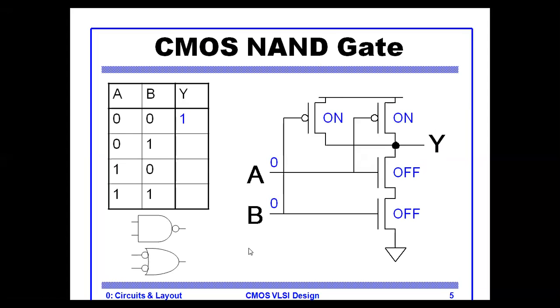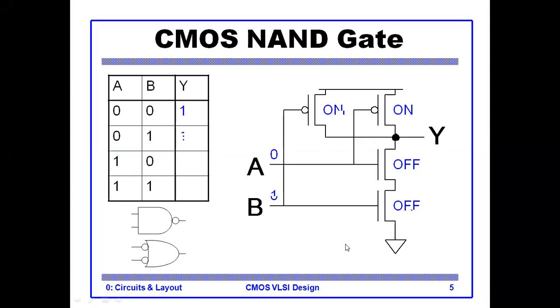Okay. So when we are applying 0 to both the inputs, VDD will appear across the Y terminal. And when we are applying the next state, that is 0 to the A and 1 to the B, it becomes 0 to the first PMOS transistor.